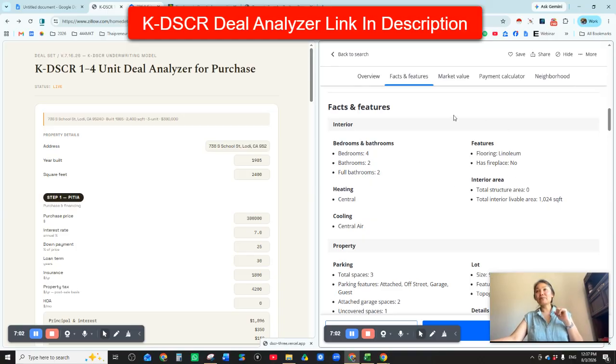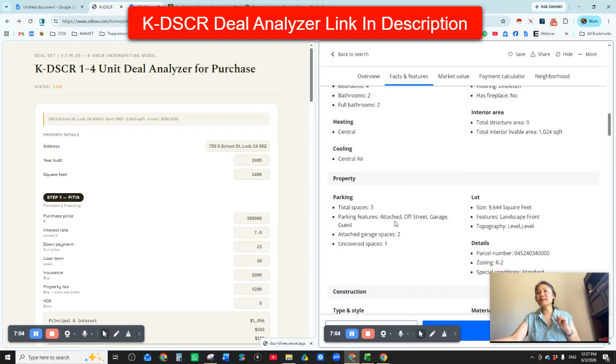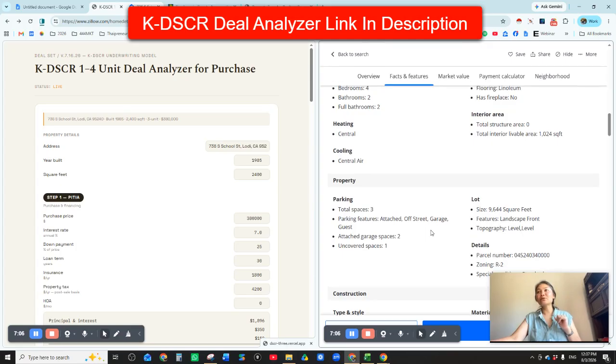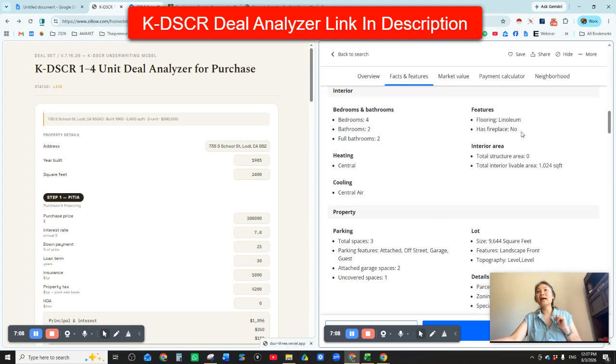Fact and feature. You can glance through this. It's very basic information that you should know. The highlight information is how many beds, how many baths, full and half. The half meaning the one that doesn't have the tub or the shower.